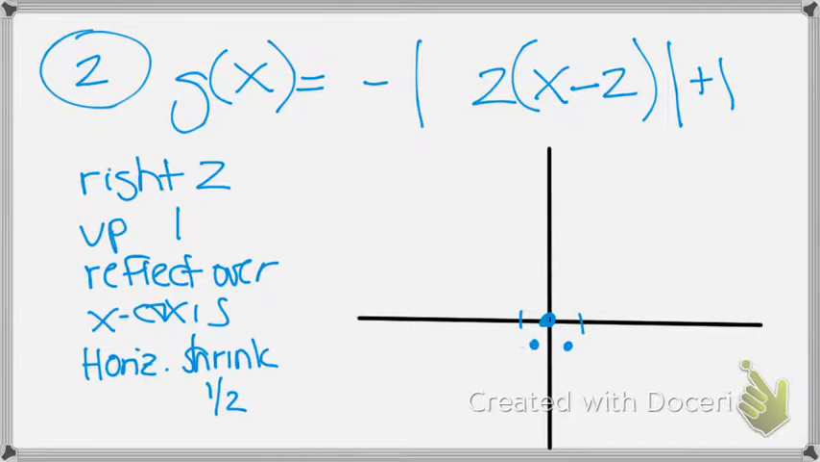The last thing I will do is take all three of those points and move them which way? Right 2, up 1. I'll go in a different color here. Right 2, up 1, right here, here, and here. So a horizontal shrink can look a lot like a vertical stretch. We just took those 2 points and shifted them in half the value.